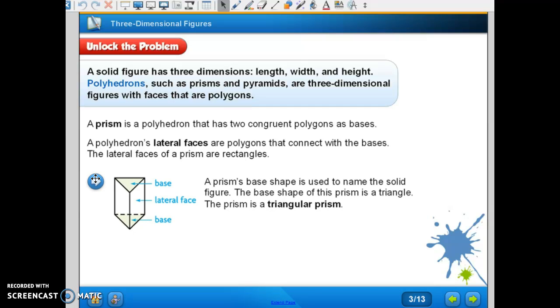A prism's base shape is used to name the solid figure. The base shape of this prism is a triangle. The prism then is a triangular prism. Once again, we have the triangles on the bases, but all the lateral faces are rectangles. So you name it by its bases. Triangular prism.